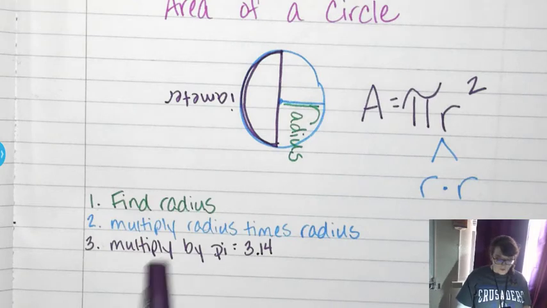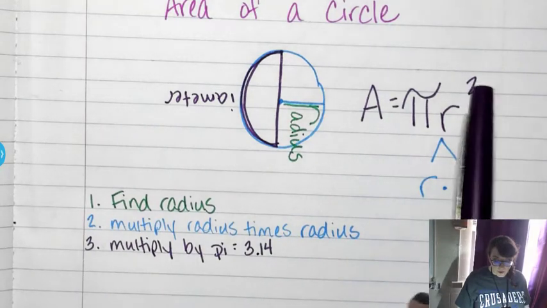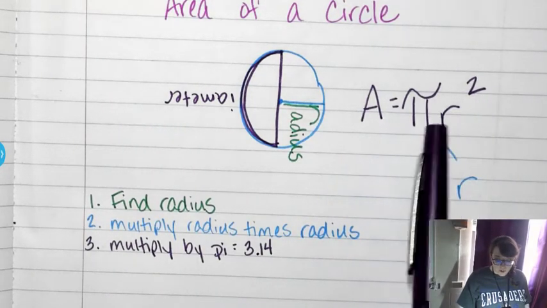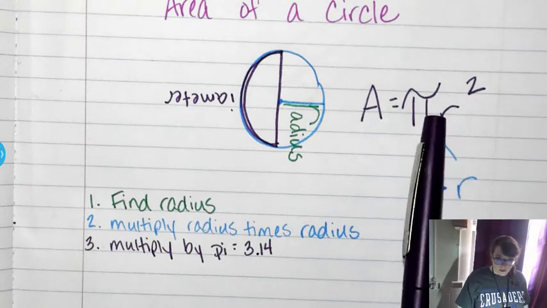Now, this formula says just that. If we PEMDAS, exponents come first, and then multiply. So we do radius times radius, and then multiply.